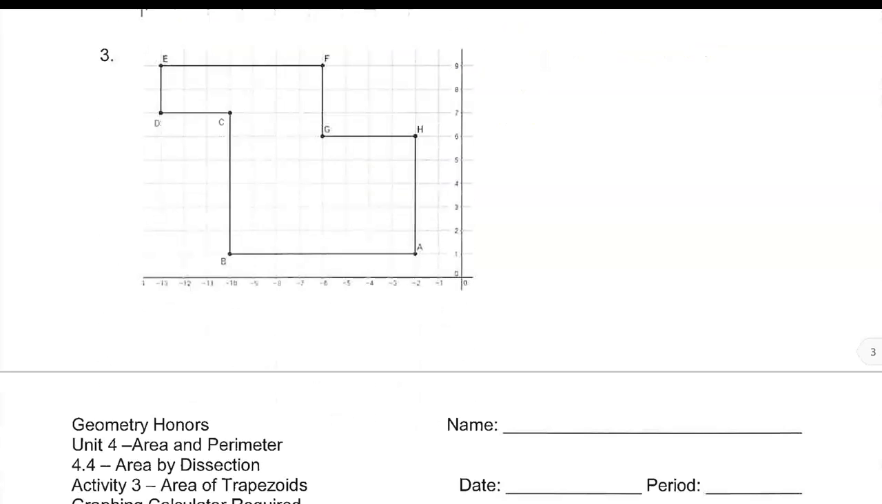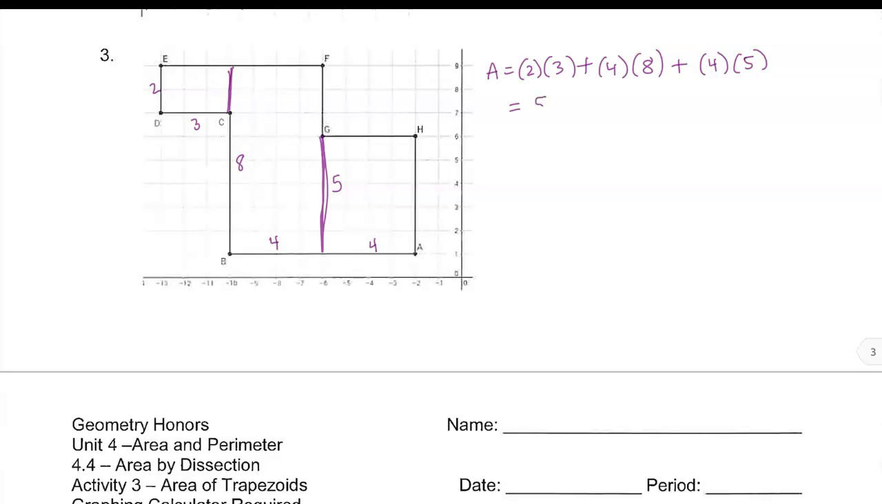Number 3, I'm going to do by dissection again. This time, I think I would dissect this vertically. So I'll draw this segment in, and then I'll draw this segment in. Then I have 3 nice rectangles to work with. The base of this one is 3, height of 2. This base is 4, and the height is 8. And then the base of this one is 4, and the height is 5. So we will set up 2 times 3 plus 4 times 8 plus 4 times 5. You should get 58.